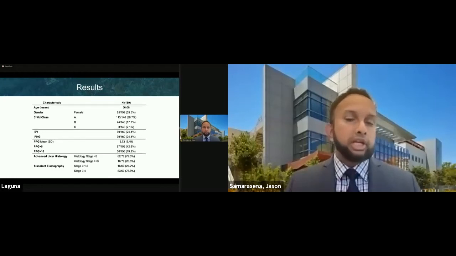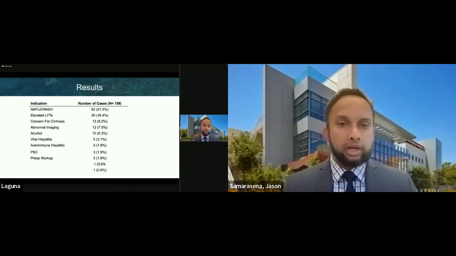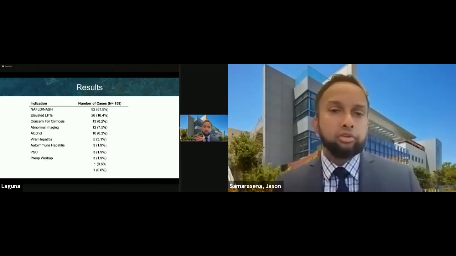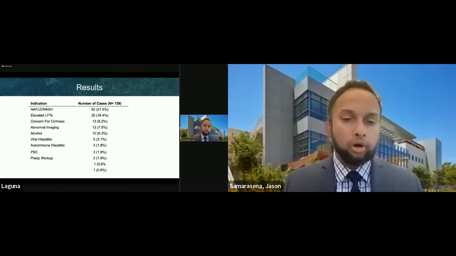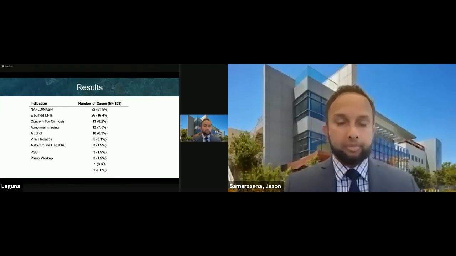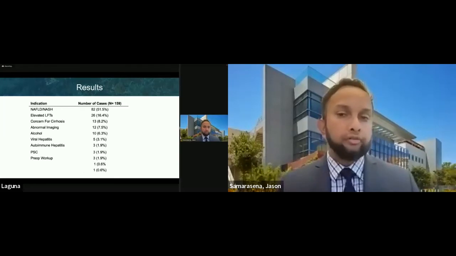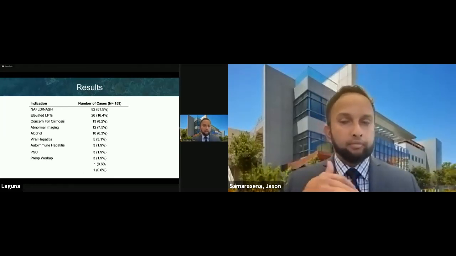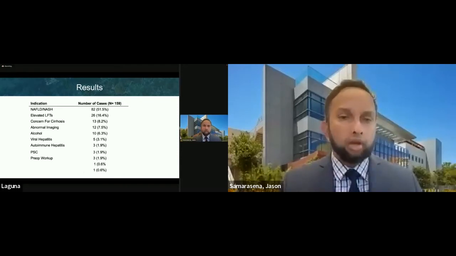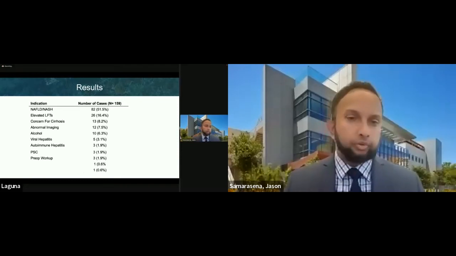There were a number of indications why these patients were being evaluated, and not all patients were getting liver biopsies, getting transient elastography, getting portal pressure, but the indications for the reason why they were getting these evaluations were listed here.